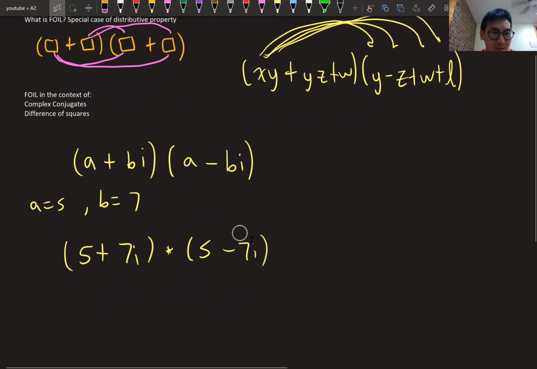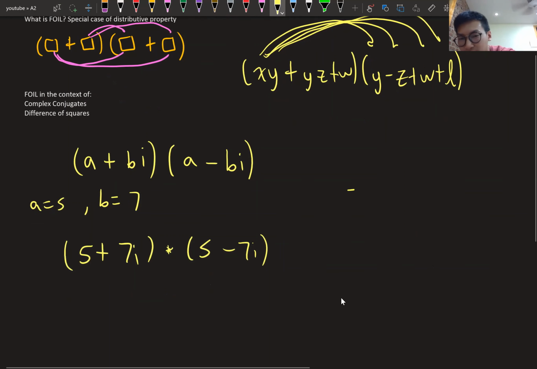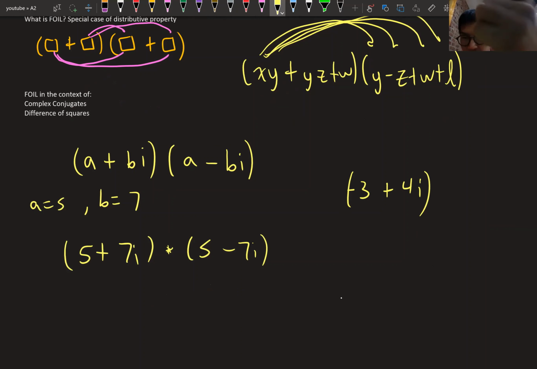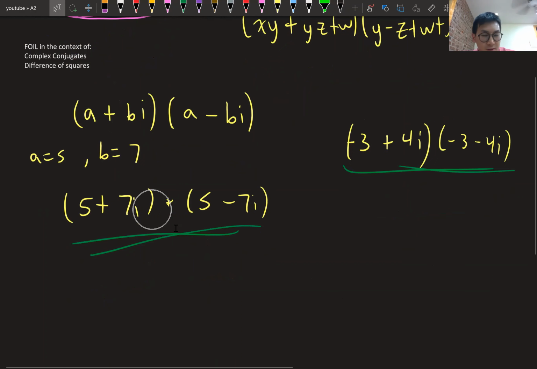Anyway, so this is a complex conjugate. Another one, we could do -3 plus 4i, and its conjugate pair would be -3 minus 4i. And if you multiply these, like I said, we're going to do that right now. So we're going to work on these two. When you multiply them, you're going to get this clear, nice number.